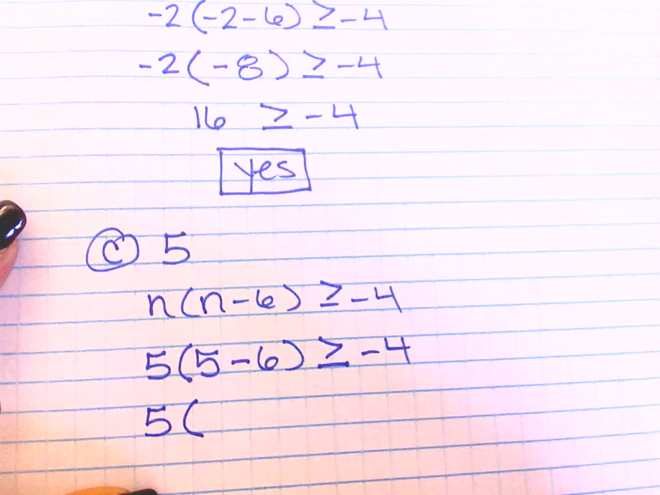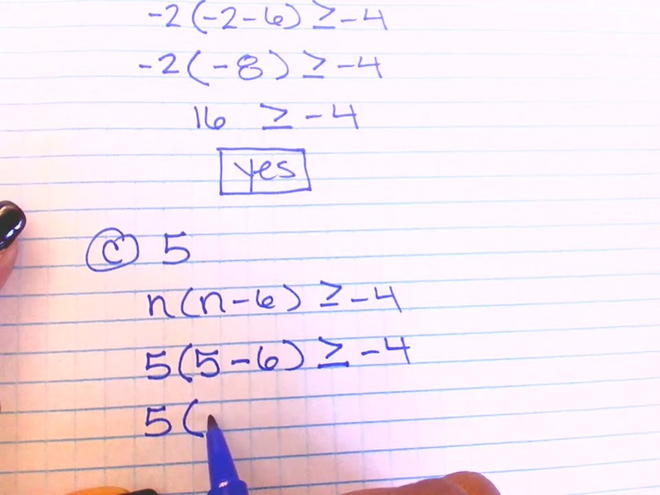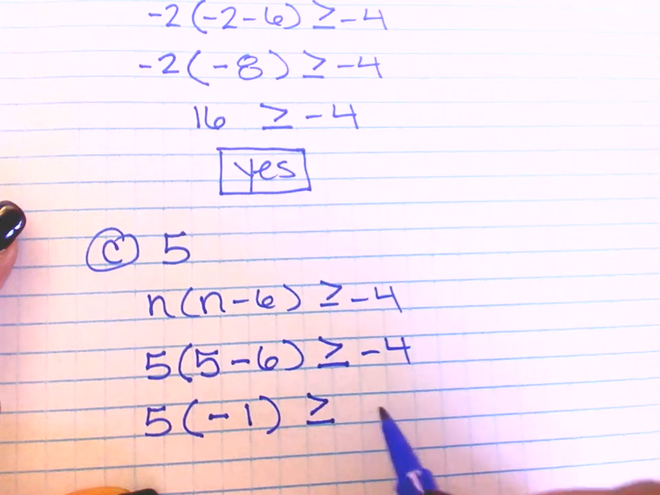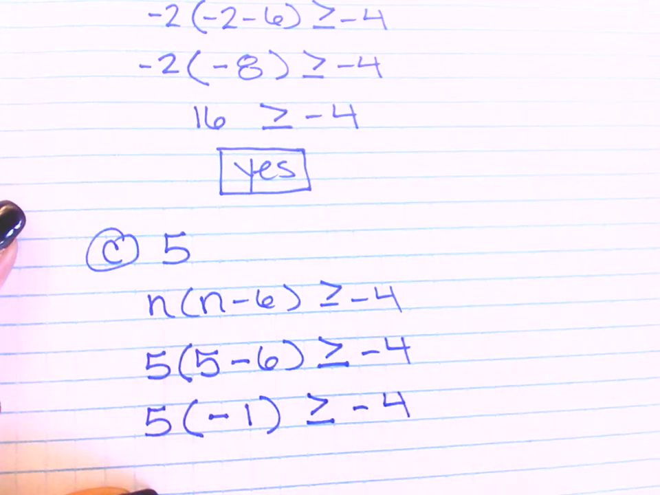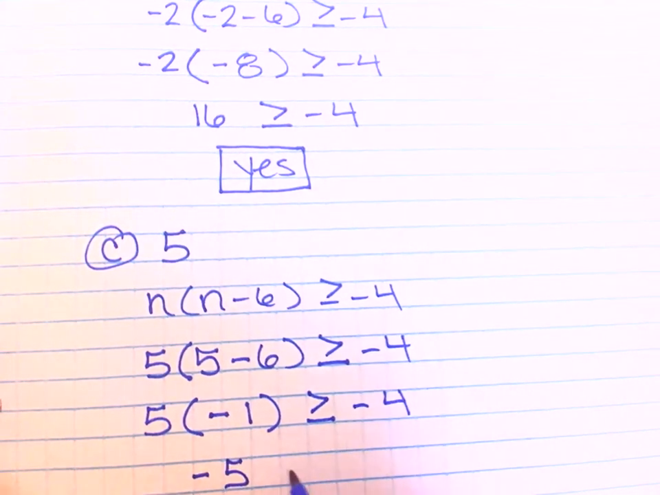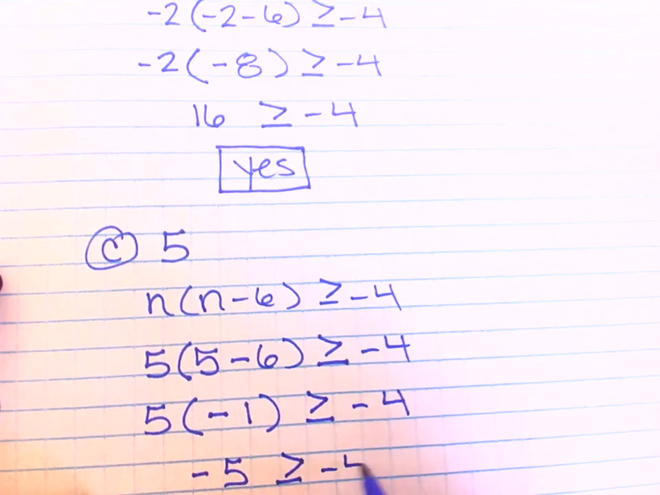Then I do the parentheses first. 5 minus 6 is negative 1. Is greater than or equal to negative 4. 5 times negative 1 is negative 5. Is greater than or equal to negative 4.